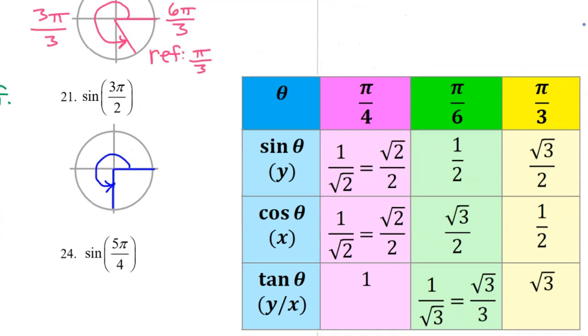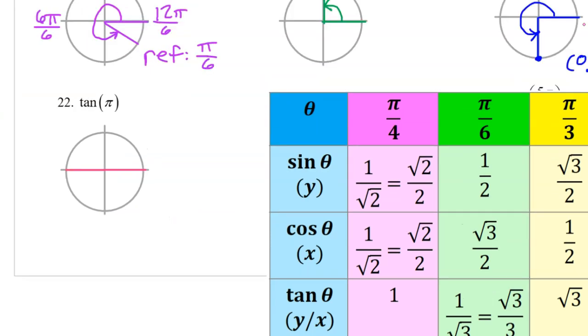3 pi over 2 does not land in a quadrant. It lands on the negative y-axis. When that happens, we can use this intersection point that's on the unit circle, which is the point 0, negative 1. Because on the unit circle, sine is the y value, and in this case, the y value is negative 1. So that's the answer.